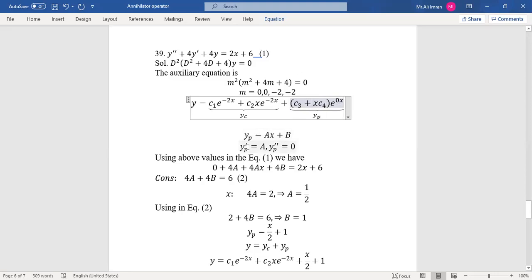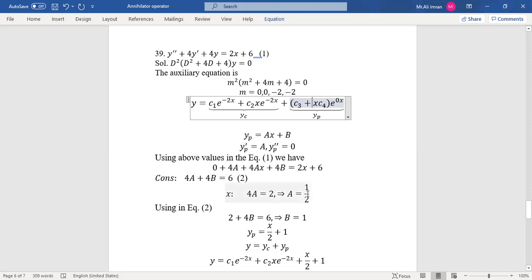We will find the first derivative and second derivative, and we will put these values in equation number 1. So we have 0 plus 4a plus 4ax plus 4b is equal to 2x plus 6. Now we will compare the coefficients of the constant and the variable. If we compare the constant, we have 4a plus 4b is equal to 6. If we compare the coefficient of x, we have 4a is equal to 2, and from here we can find the value of a is equal to 1 by 2.